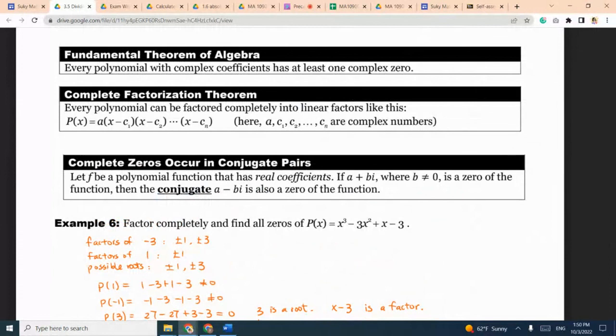They're on our website. Okay, we have the fundamental theorem of algebra. Every polynomial with complex coefficients has at least one complex zero.